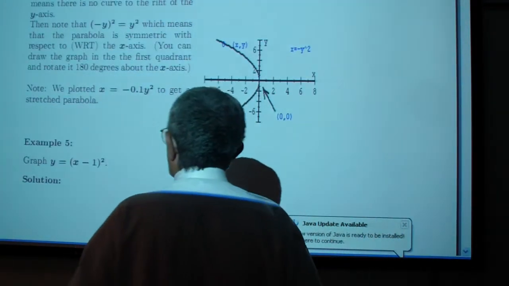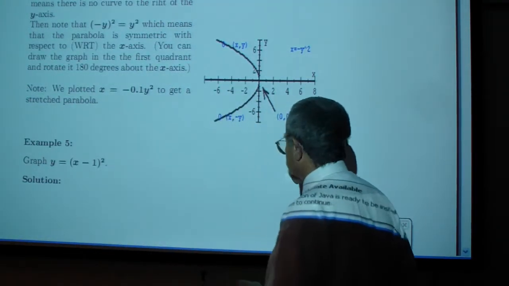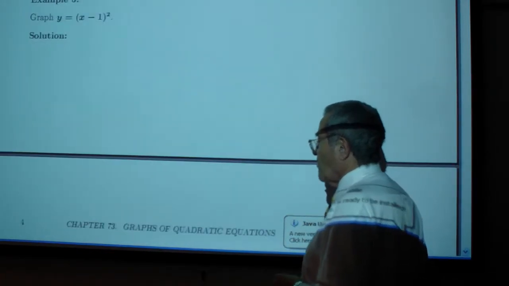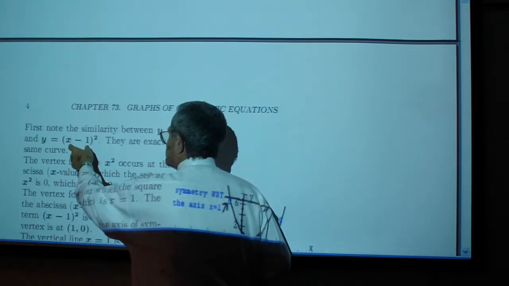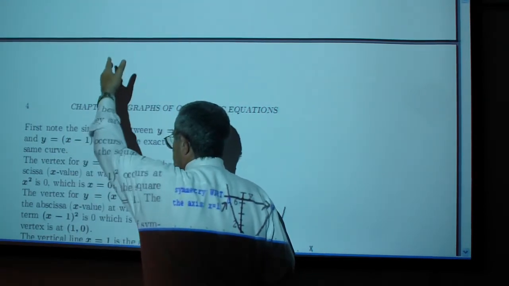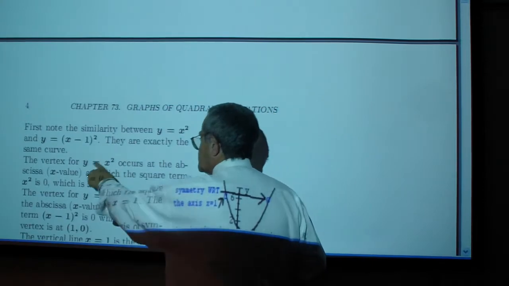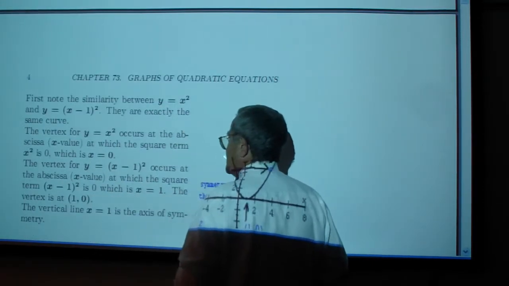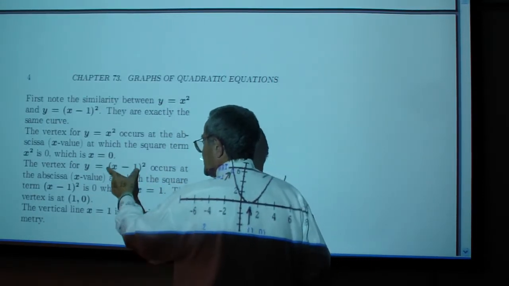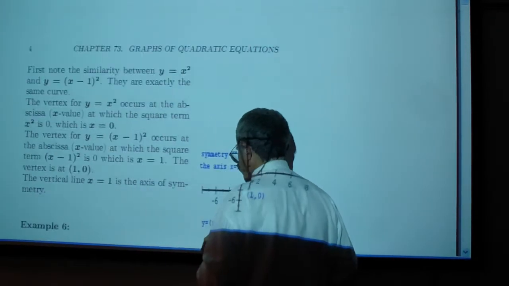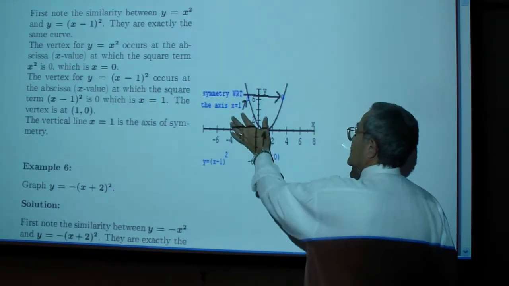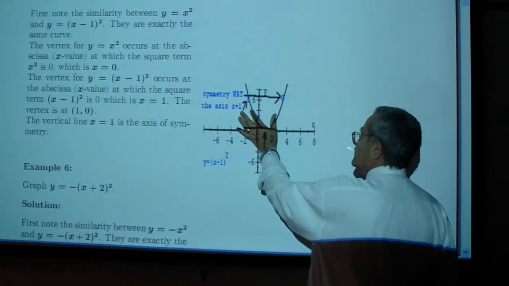Example 5. y is (x minus 1) squared. So this behaves like y equals x squared. If x is equal to 1, that's like x squared above, right here. It's the same type of curve, but the vertex occurs where the quantity that I square is 0, so x is equal to 1. You have the same curve that you had earlier, but it is shifted 1 unit to the right.